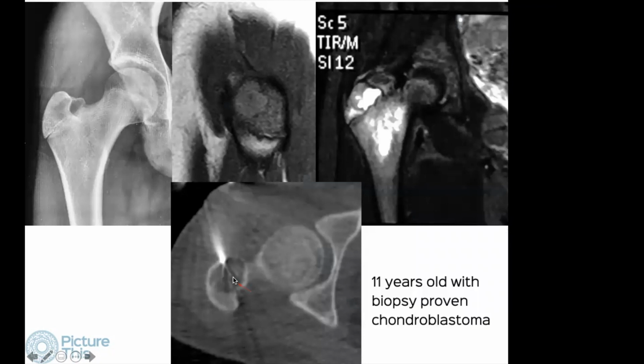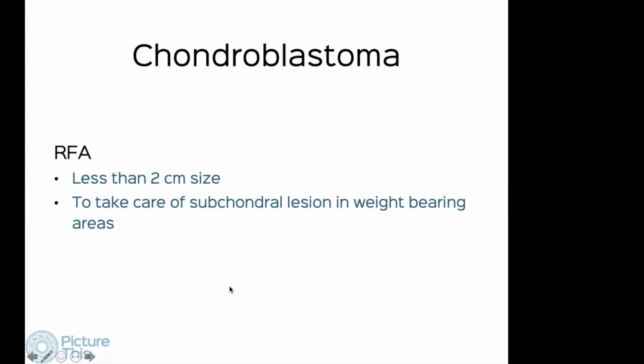This is a chondroblastoma, again biopsy proven. And if the chondroblastoma is less than 2 centimeters and not really in a weight bearing area, then radiofrequency ablation is an acceptable alternative. In all of these, we do need to use the umbrella electrode so that we have a large area that we can easily ablate, as we have done here. And so the general rule these days is that the chondroblastoma should be less than 2 centimeters.